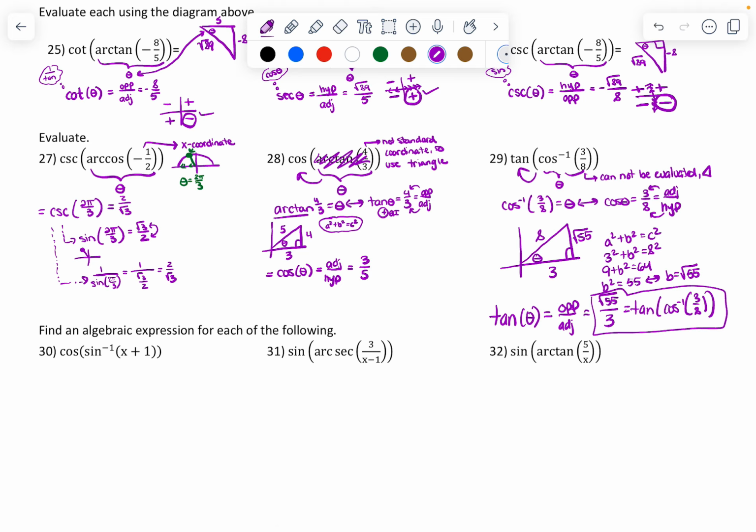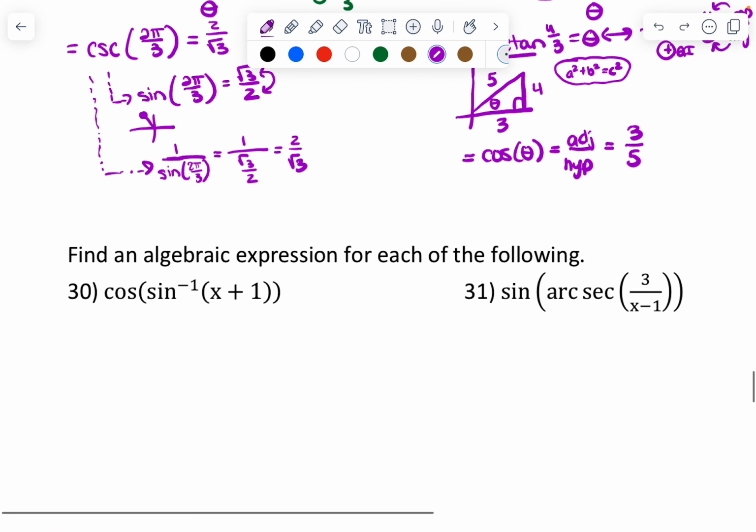All right, so again, be careful with those. You don't always have to construct a triangle, especially if it's a standard coordinate on the unit circle. However, if you ended up making a triangle, you would still get the same answer, but it's a waste of time because you want to be as efficient as possible. If you don't need a triangle, don't construct it.